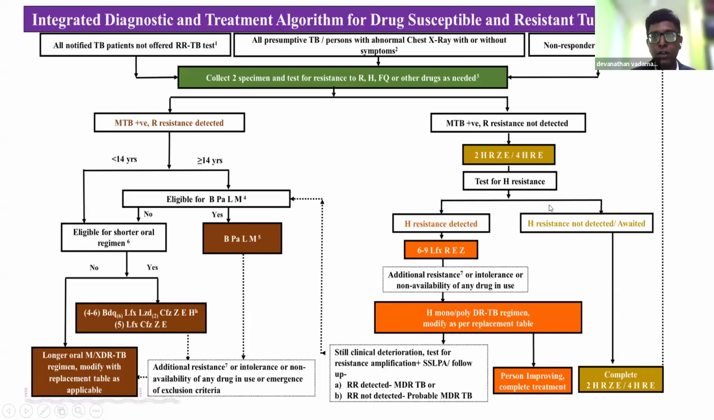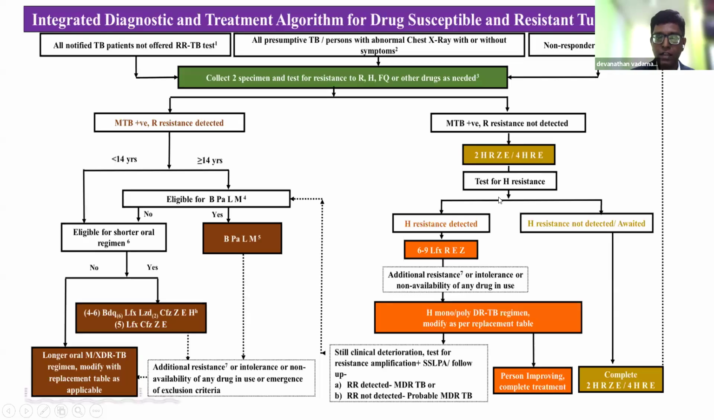With regards to treatment of drug susceptible and drug resistant TB, we have only one regimen for drug sensitive TB. That is your HRZE. If a patient is drug sensitive TB, we give 2 months of isoniazid, rifampicin, pyrazinamide, and ethambutol. The 4 drugs for 2 months. And for another 4 months, we give 3 drugs only: isoniazid, rifampicin, and ethambutol. This is the drug sensitivity regimen.